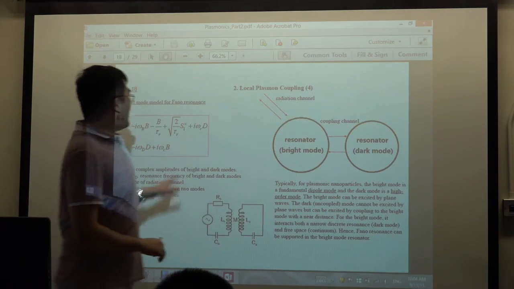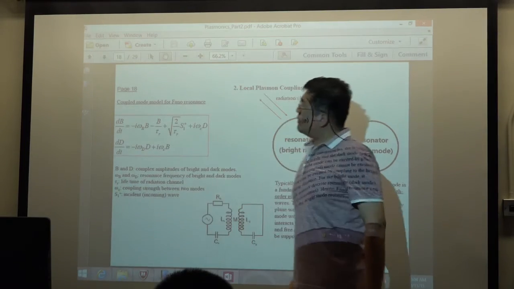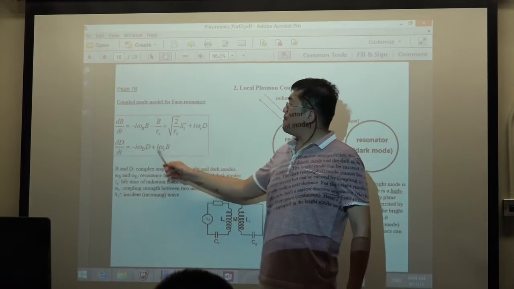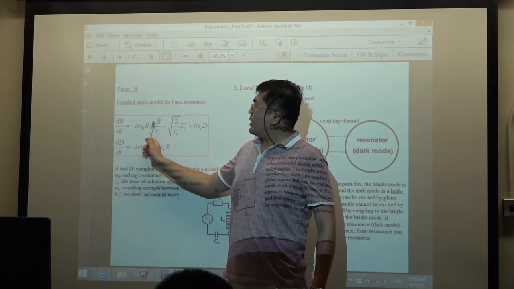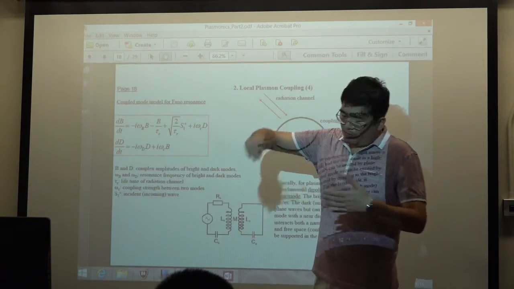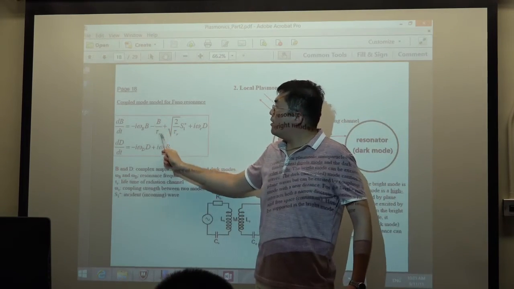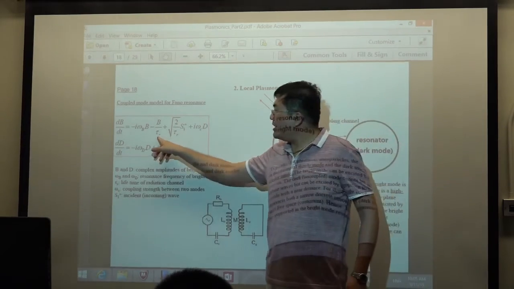Because I talk about this, I just explain it. A_B here is the bright mode, A_D is the dark mode. This is the formal equation. dA_B over dt is i omega A_B. Here is the oscillatory part. That means the mode is a harmonic oscillator. Then it decays, because they have leaking loss, a radiation channel, so they have decay.